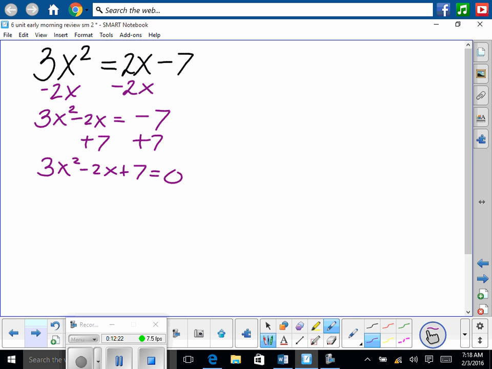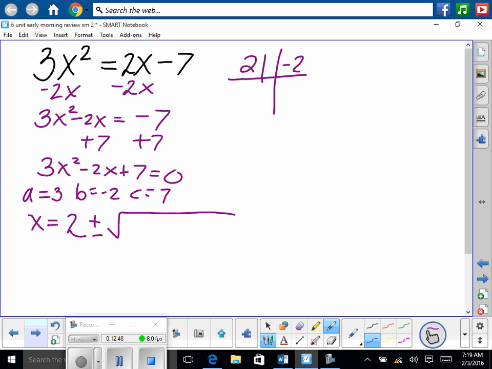So if you wanted to try factoring, you could. You'd say what multiplies to be 21 and adds up to be negative 2. I can't think of anything, right? No. 7 and 3, but then that doesn't work. Okay. So let's go ahead and do the quadratic formula. A is equal to 3, b is equal to negative 2, c is equal to 7. So we have x is equal to the opposite of b, which would be positive 2, plus or minus the square root of b squared, negative 2 squared, minus 4 times a times c, and it's all over 2 times 3.